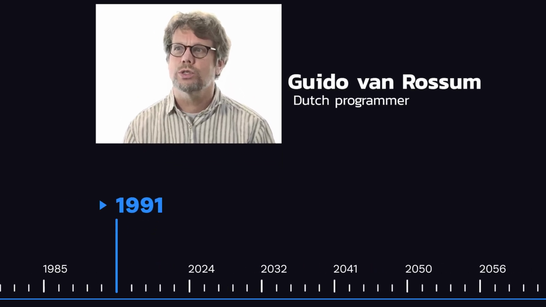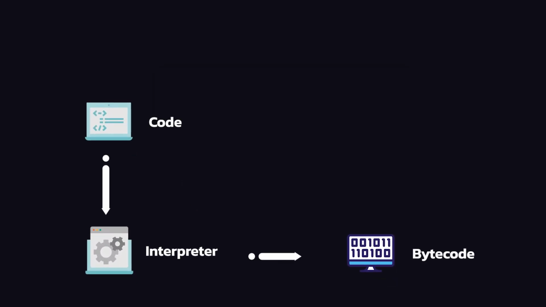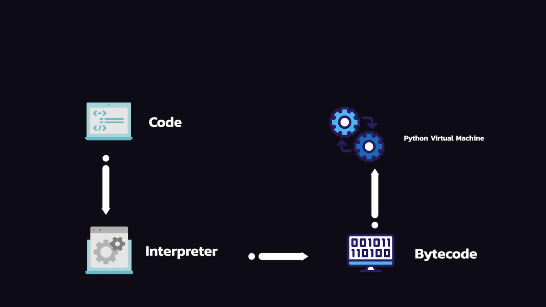It's an interpreted language, which means it executes the code line by line. The interpreter parses the code and then it compiles the parsed code into bytecode, which is a lower level platform independent representation of your code. Then the Python virtual machine reads the bytecode and performs the instructions specified by your code.